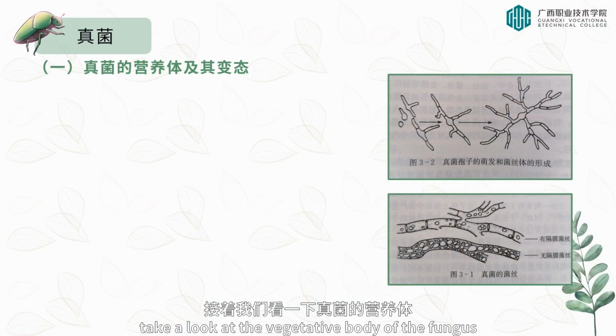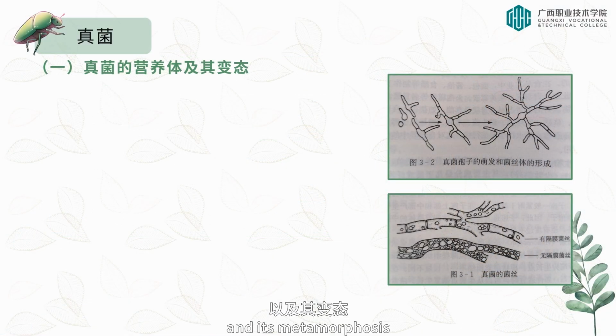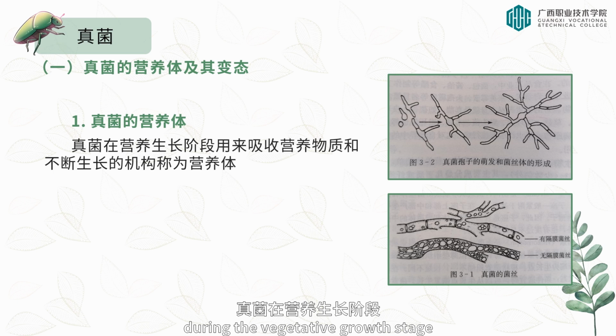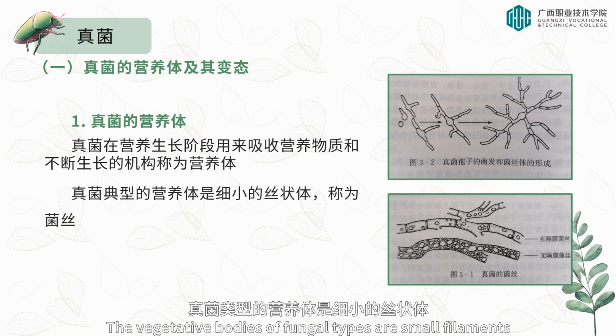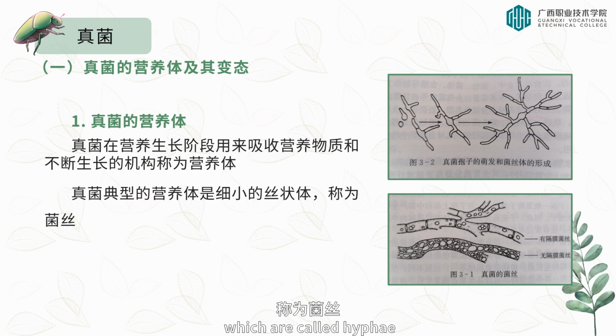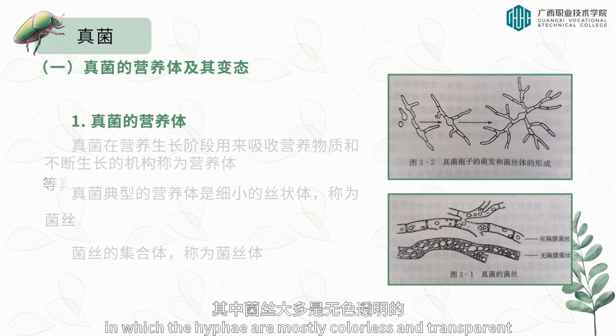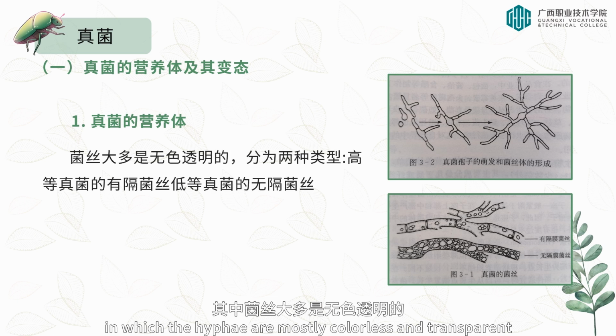Take a look at the vegetative body of the fungus and its metamorphosis. Then, what is the vegetative body of the fungus? During the vegetative growth stage, the fungus absorbs nutrients and grows; these structures are called vegetative bodies. The vegetative bodies of fungi are small filaments, which are called hyphae, and the aggregates of hyphae are called mycelium, in which the hyphae are mostly colorless and transparent.